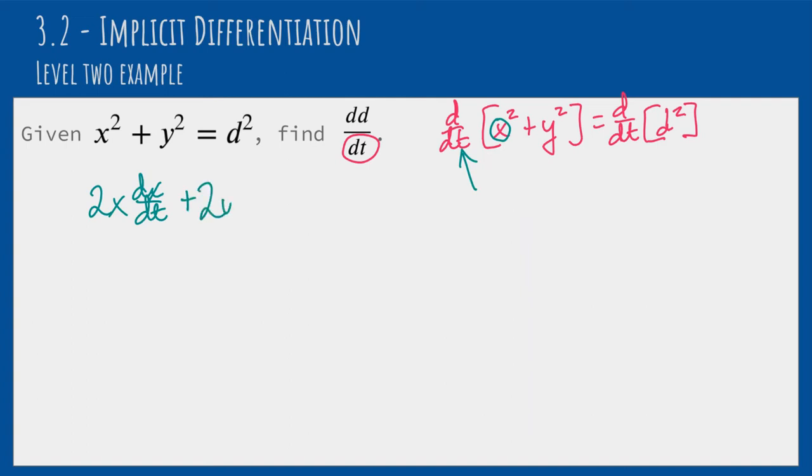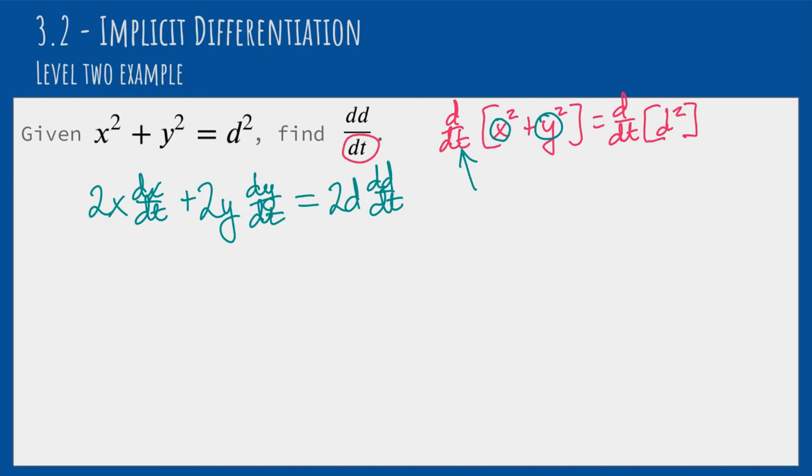Then we do the same thing for the y. So this is going to look really similar, but it's 2y. And then since the y is the baby function now, we multiply by dy/dt. So the derivative of y with respect to t. And then on the right side, 2d dd/dt.